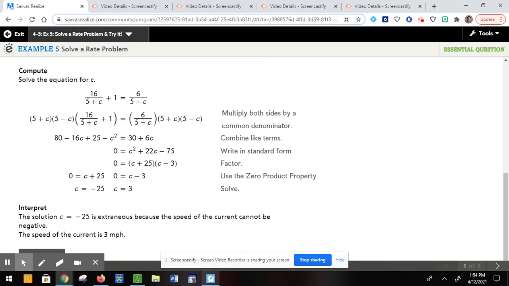So obviously C cannot equal negative 25. You can't have the speed of the water be 25 miles per hour negative. So the speed of the current is 3 miles per hour. If he can go 5 miles per hour in still water, that means he's only going 2 when he's going against the current, and he's going 8 when he's going with the current. But anyway, the speed of the current was what the question was asking, so that answer is 3.